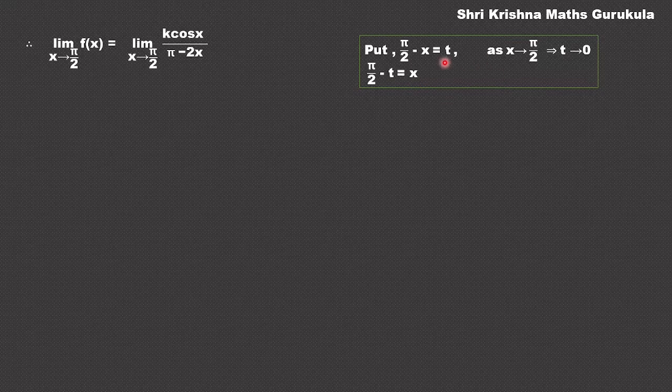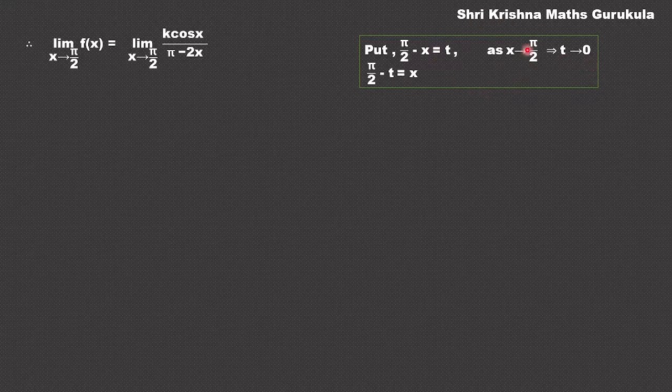Now when we make the substitution, we have learned in our first PU limits chapter that whenever you substitute, we always have to change the limit accordingly. So as x tends to pi by 2, what does t tend to? Look at this expression, pi by 2 minus x is equal to t. That is, x is tending to pi by 2. No, it is not equal to, it is tending to pi by 2. So if you check the value of t by substituting x equal to pi by 2, it will tend to 0. So as x tends to pi by 2, t tends to 0.